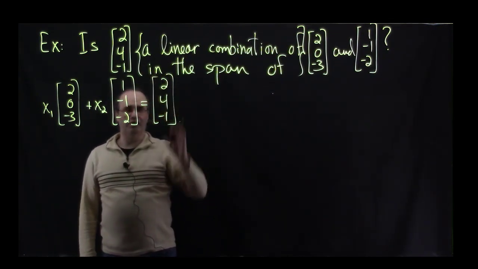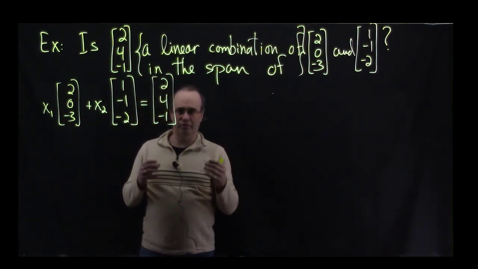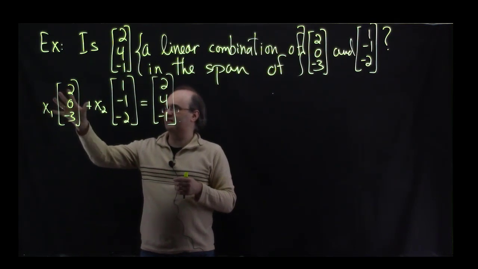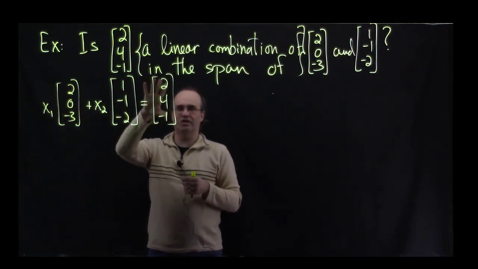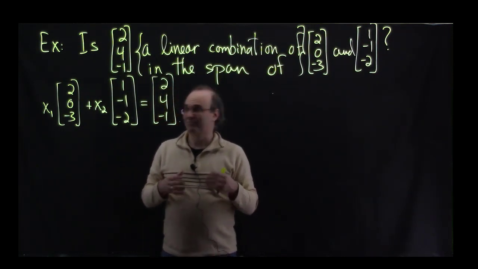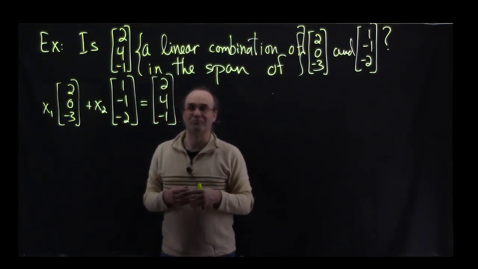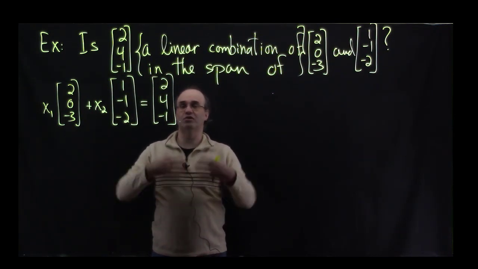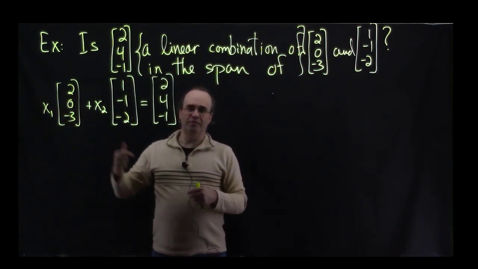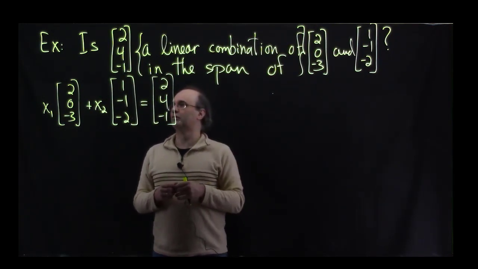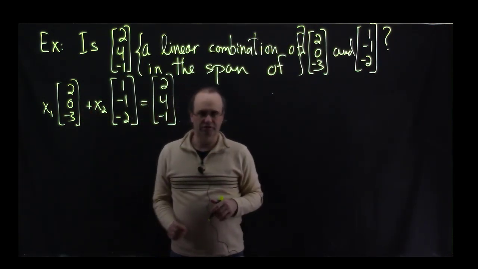If it is a linear combination, I can find two scalars, let's call them C1 and C2, so that C1 times this vector plus C2 times this vector gives this vector. Here I put x1 and x2 because I'm not sure if the answer is yes or no. So I view these more as variables, and I would like to determine if there's a way to give these variables some specific values, C1 and C2, for which this equality holds.